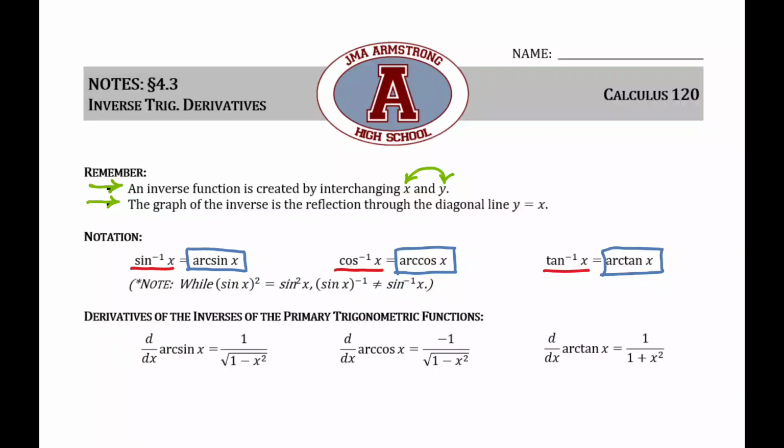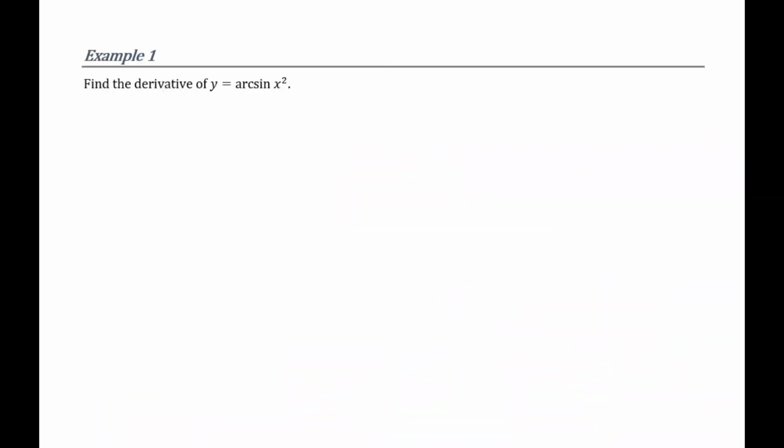The derivatives of the inverse functions are listed for you here at the bottom. So the derivative of arcsine is 1 over the square root of 1 minus x squared. The derivative of arccosine is -1 over the square root of 1 minus x squared. And the derivative of arctan is 1 over 1 plus x squared. Okay, let's take a look at our first example.